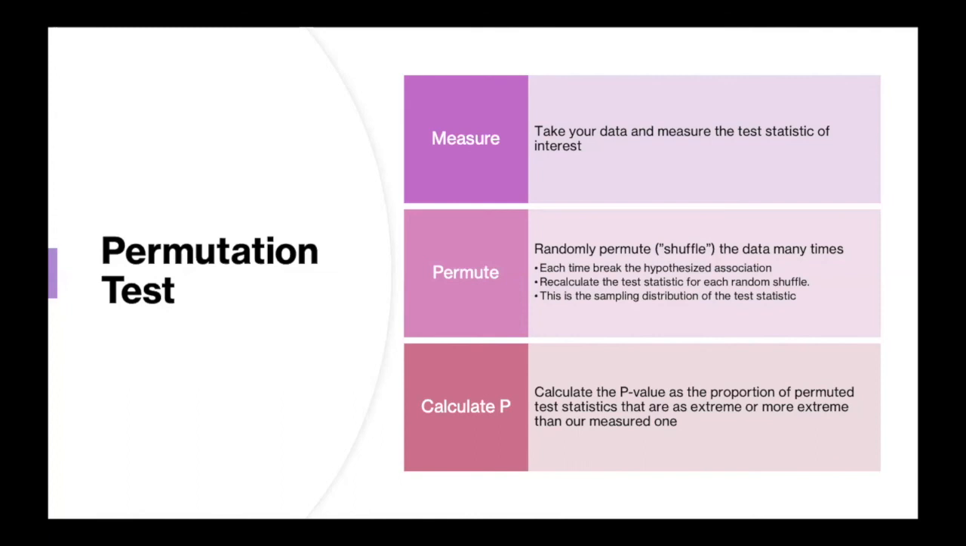And once we have this sampling distribution, we can simply calculate the p-value as the proportion of permuted test statistics that are as extreme or more extreme than our measured test statistic. So very similar philosophy to our use of distributions, but instead of using a theoretical distribution, we're creating our own empirical distribution of test statistics by randomly reshuffling the data.